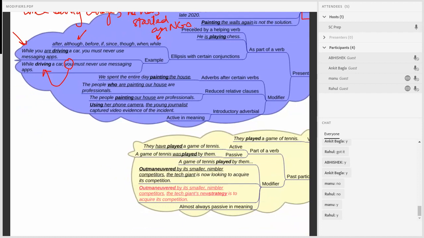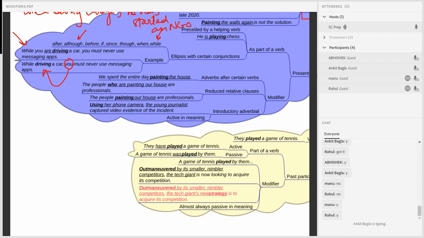A present participle, as we discussed, is basically two things. Either it can be part of a verb or it can be a modifier. That's it. Okay, let me clarify. An ing can be more things. An ing can be a preposition, it can be a noun or a gerund, it can be a present participle. But a present participle can be only two things. It can be part of a verb or it can be a modifier. Now, let's take some examples.